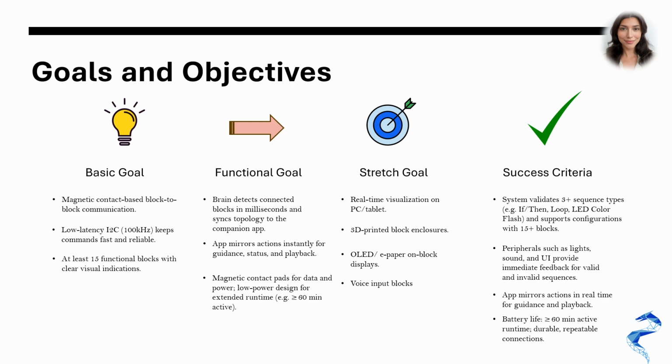Finally, our success criteria make these goals concrete. The system should validate 5 or more sequence types across configurations with 15 plus blocks. Lights, sound, and UI should give immediate feedback for both valid and invalid sequences, and the app must track the configuration in real time. And we at least need 60 minutes of active battery life with durable, repeatable magnetic connections.